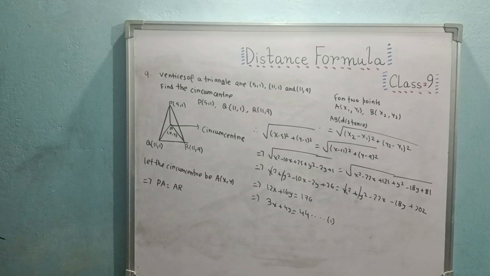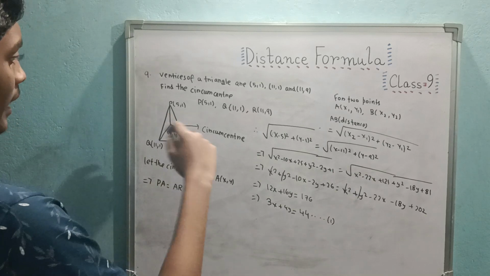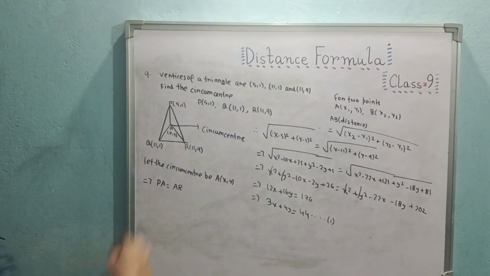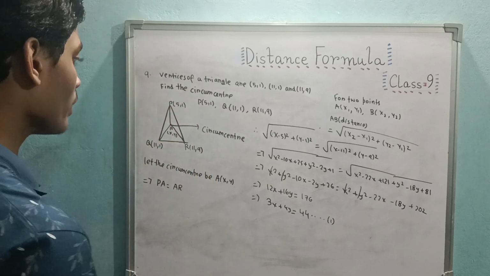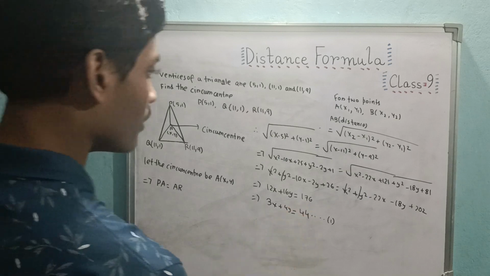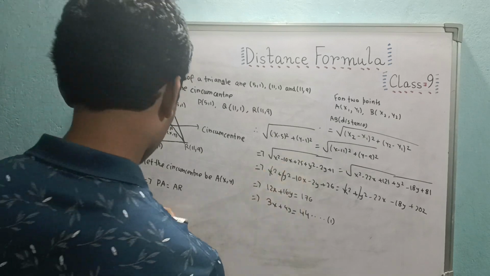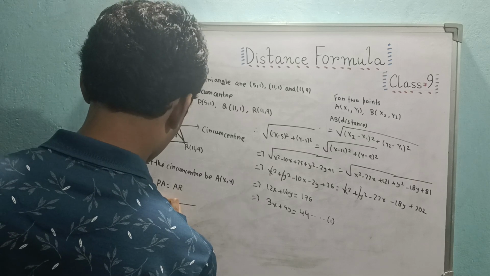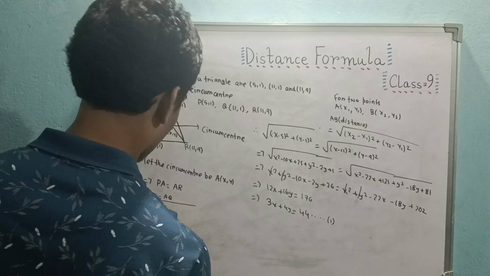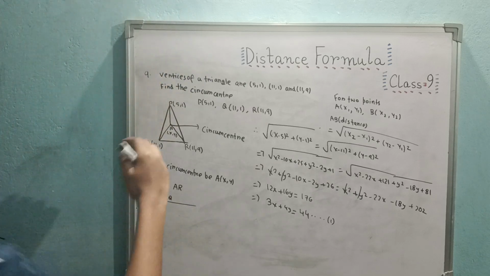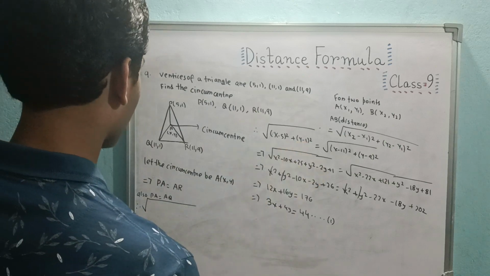Oh, it took a lot of space. So I got that PA equal to AR. Then PA also equal to AQ, I can tell. I got the equation of PA as this one already. Also PA equal to AQ. So PA's equation is this one already, you have got it.